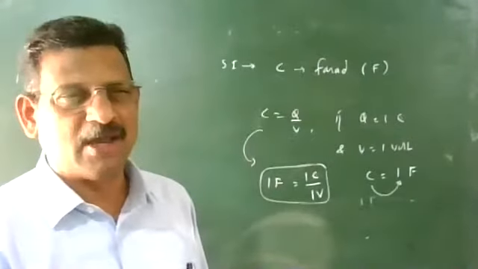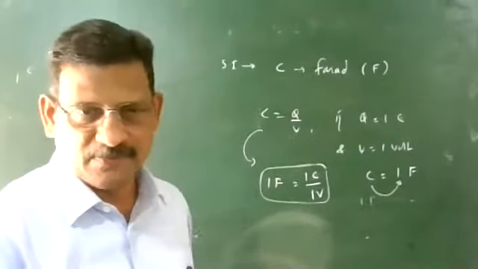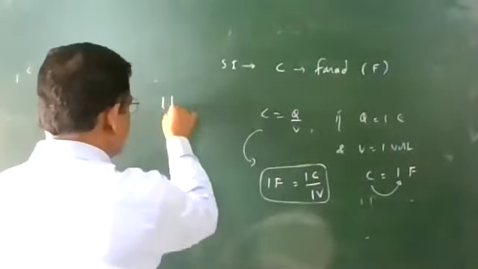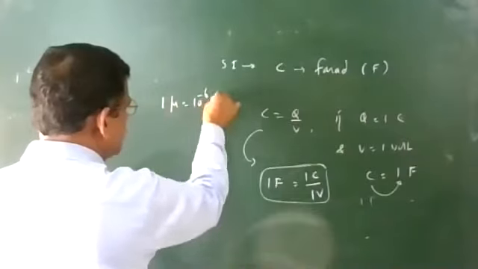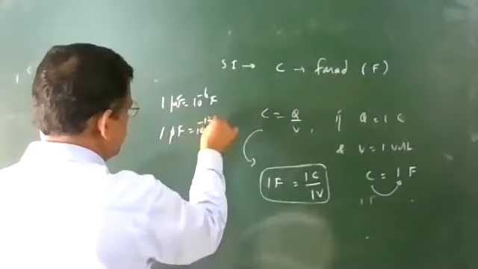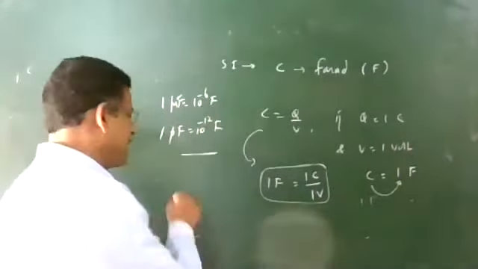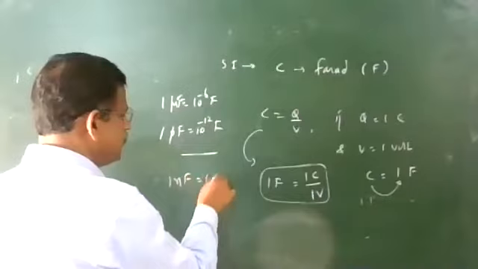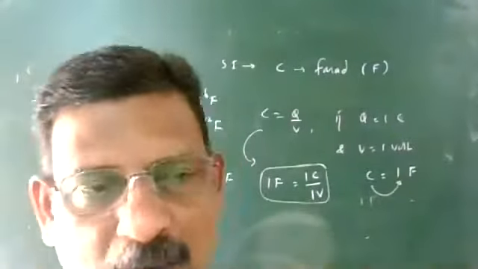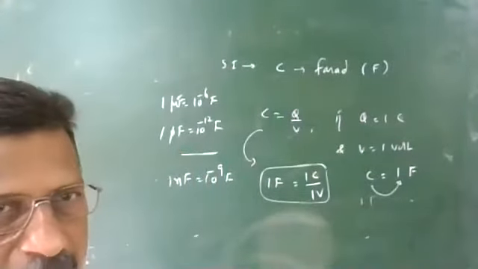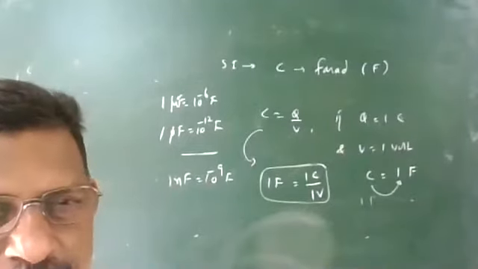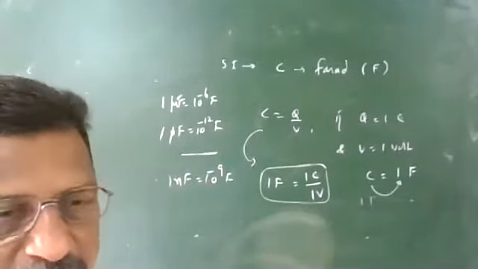Therefore, smaller values are used in different applications, such as the microfarad, 10 to the power minus 6 farad, the nanofarad, 10 to the power minus 9 farad, and the picofarad, 10 to the power minus 12 farad. All these values are used because the farad itself is a huge value. So next, my question is that you have to work out how to get a 1 farad capacitor.